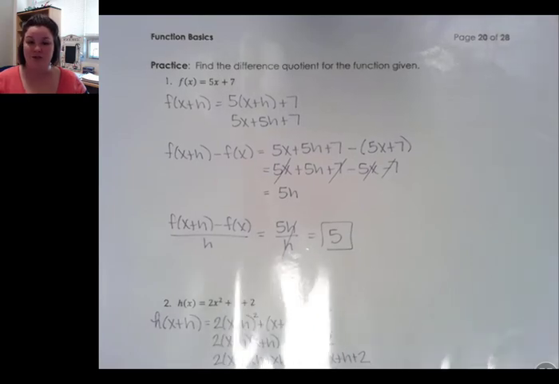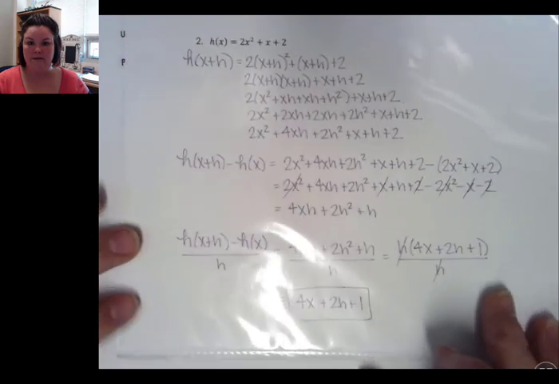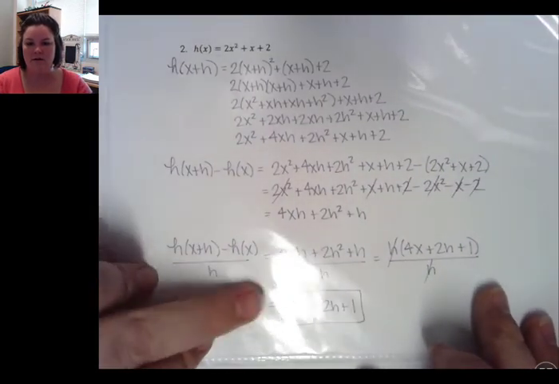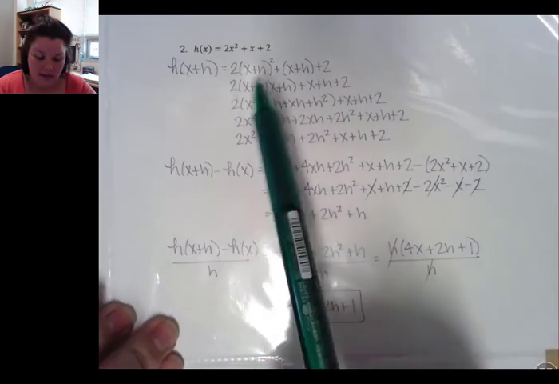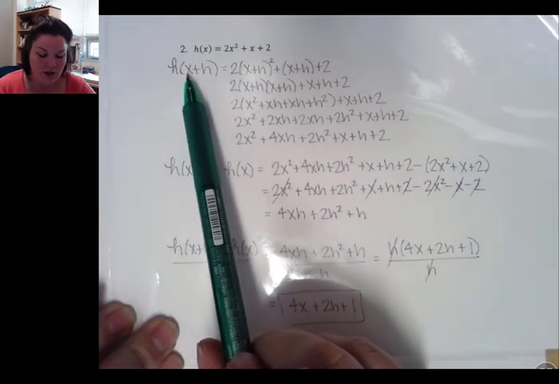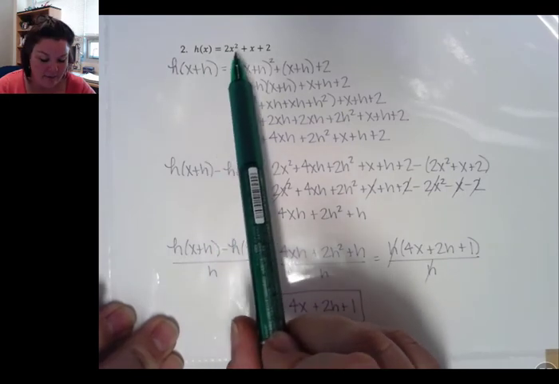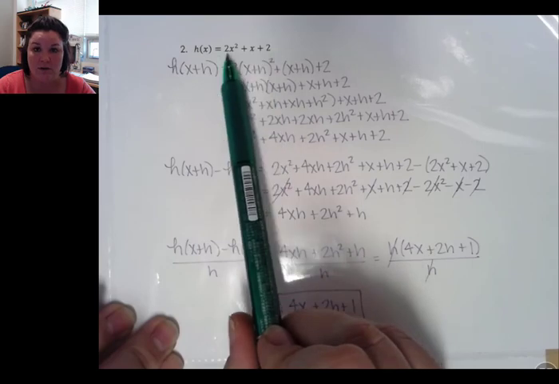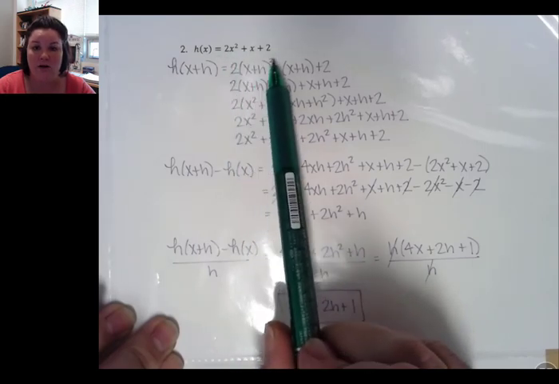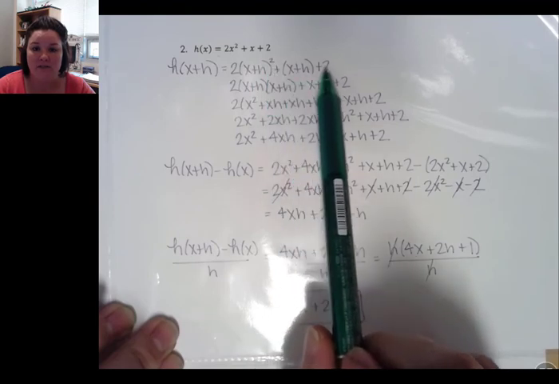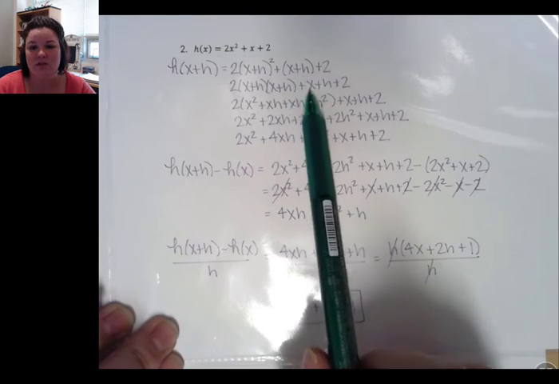Let's go ahead and look at number 2. Number 2 is a little bit longer, right? Oops, I can't get rid of this glare. We'll deal with that when we get there. Okay, so first thing we do is we calculate h of x plus h. So we're putting that quantity x plus h everywhere we see an x in our original. Okay, so we're going to do 2 times the quantity x plus h squared plus x plus h plus 2. Now, because there's nothing going on outside of these parentheses, we can just drop them.